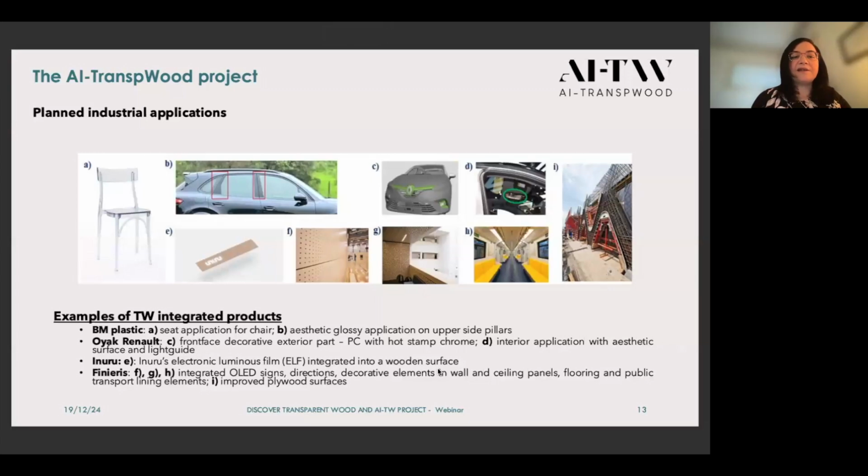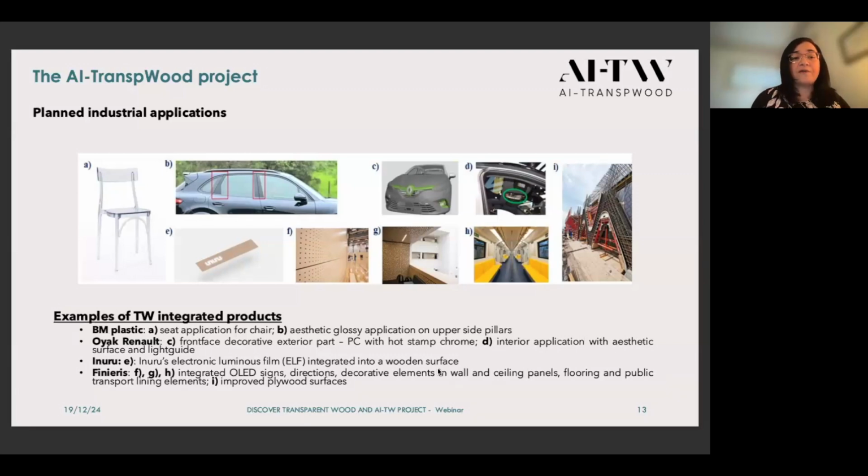Here there are some planned industrial application. Of course, this is just the future because initially we have to select some prototypes for the demo case. For instance, some transparent wood sheets that will be used in different of these applications. But of course here you can see something like a seat application for chair, aesthetic glasses application in the furniture, and construction field, automotive field, for instance, front face decorative exterior part, interior surfaces, and in electronics field, different lamps, electronic luminous films, and so on.